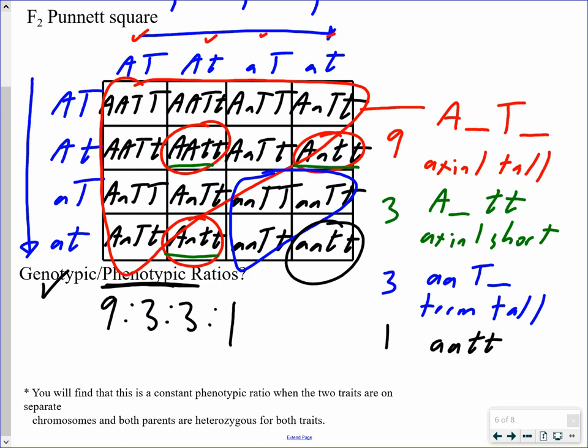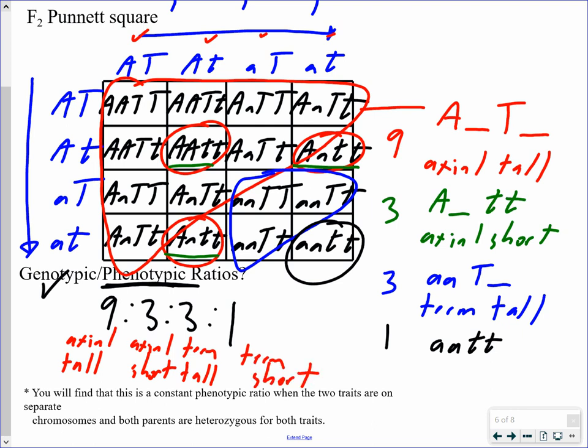Now, keep in mind that whenever you tell me a ratio, you need to tell me what that is for. So the 9 was the axial tall. One of the 3's was the axial short. The other one was the terminal tall, and the last one was the terminal short. Don't forget to tell me what each one of those numbers represents in terms of the phenotype.